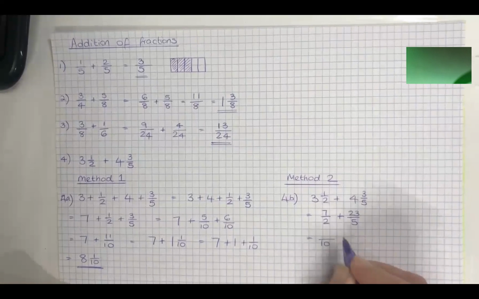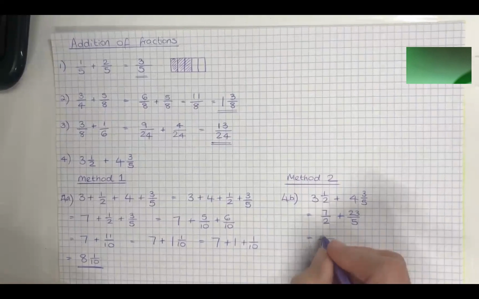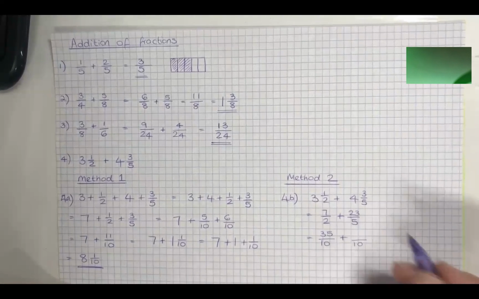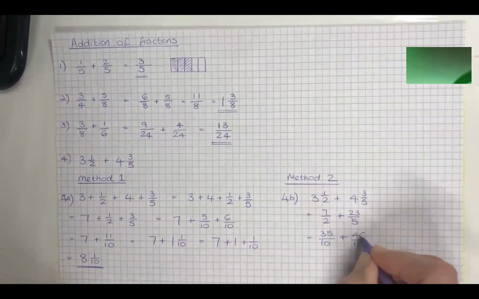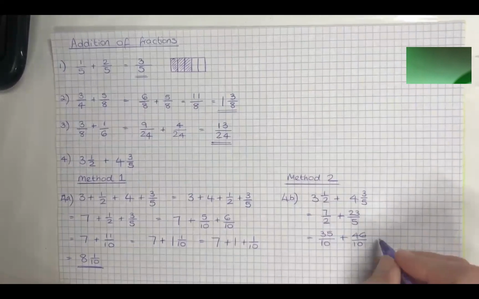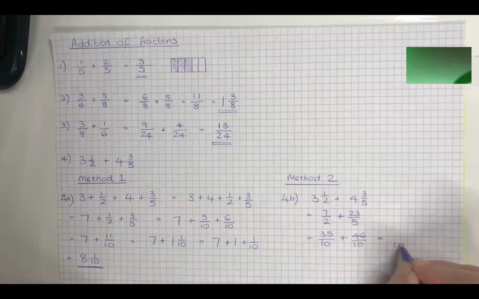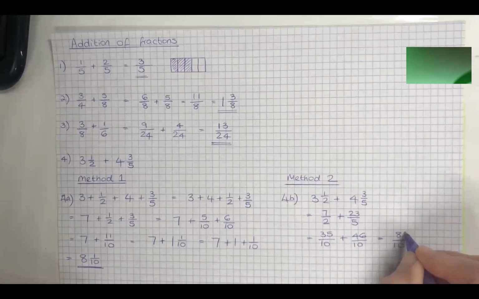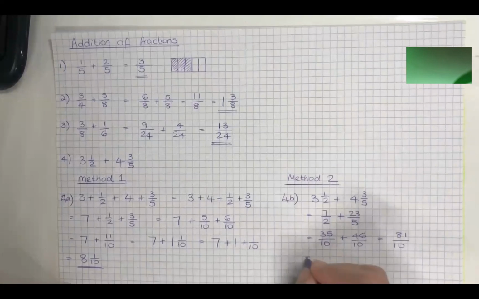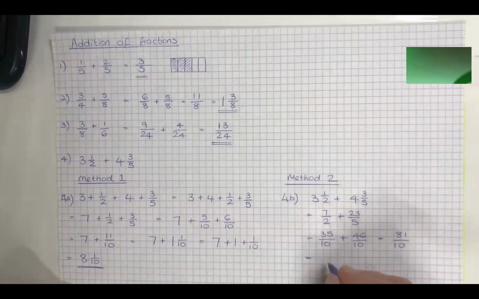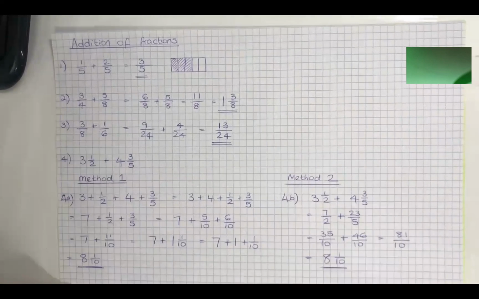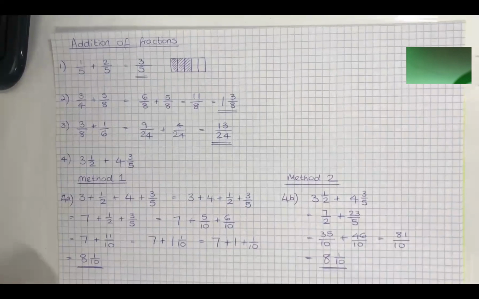2 multiplied by 5 gives me 10, so 7 multiplied by 5 gives me 35. 5 multiplied by 2 gives me 10. 23 multiplied by 2 gives me 46. I keep my denominator the same. I add my numerators. That's going to give me 81. Finally, 10 goes into 81 8 times, remainder 1. Two different methods for the same answer.